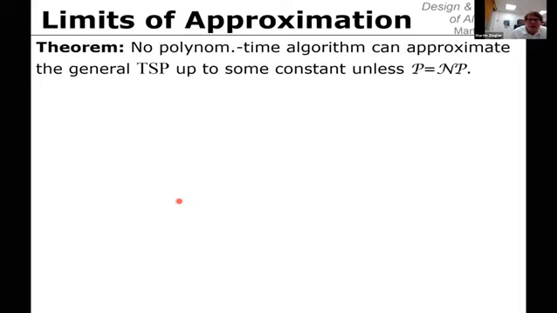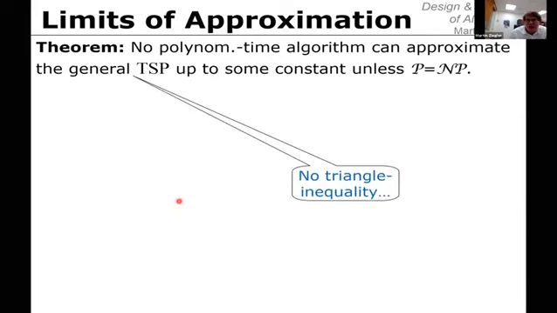Namely, we're going to show that the general traveling salesperson problem, the one without the hypothesis of the edge weights satisfying the triangle inequality, that is, not the metric traveling salesperson problem, cannot be approximated up to any constant, actually. Well, it can be approximated up to, let's say, n, but that's kind of trivial. We just take any tour. That will not be a good approximation. But it cannot be approximated up to any constant unless P is equal to NP.